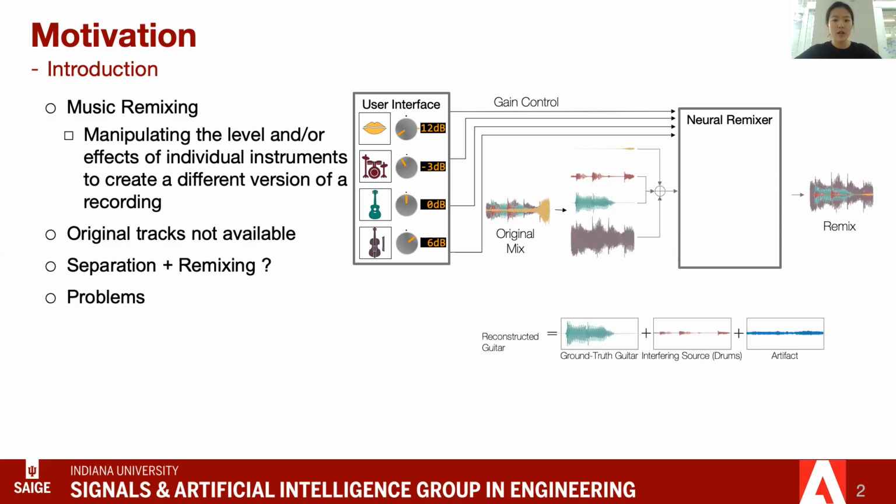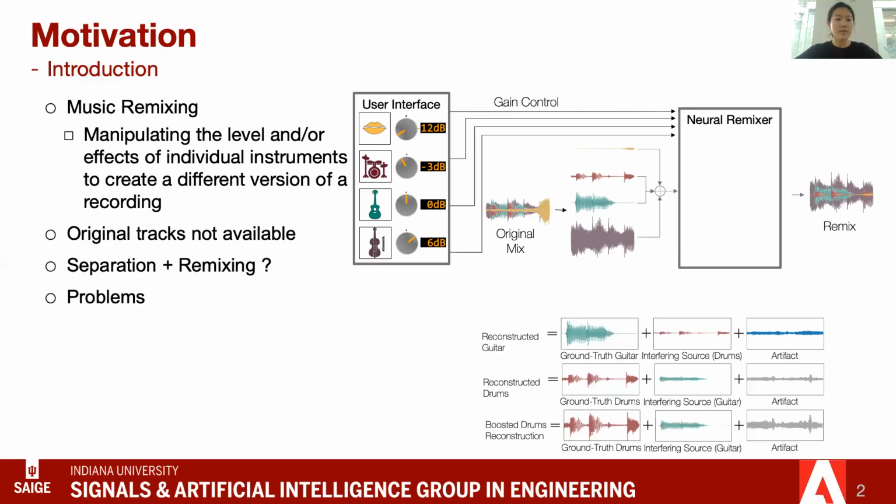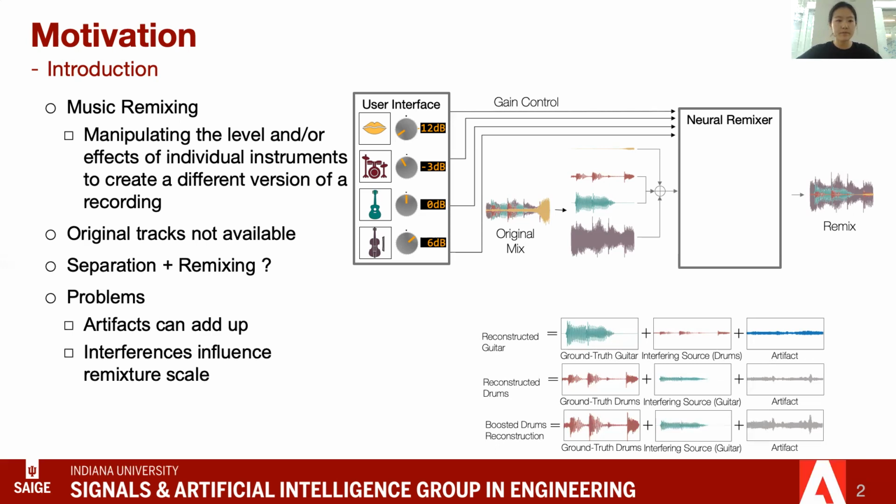Considering the case of guitar and drum separation, the reconstructed guitar will retain some drum and produce some artifacts, and likewise, the drum will contain some guitar leftover and some different artifacts. If we just simply rescale and add them up together, firstly, the artifacts will add up and be more salient because they don't cancel each other out. And secondly, because of the interference contained here, the output remixture will not come out close to the desired remixture. Therefore, in this paper, we provide a solution to the problem.